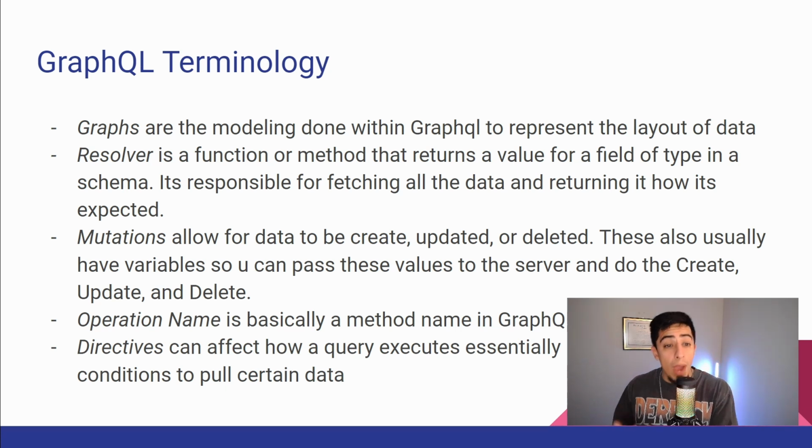So first, graphs. There is modeling done with GraphQL to represent the layout of data. Essentially, it's all your models or a DB context or some of that stuff. That's what would be the graph. A resolver is a function or method that returns a value for a field of type in a schema. It's responsible for fetching all the data and returning it how it's expected.